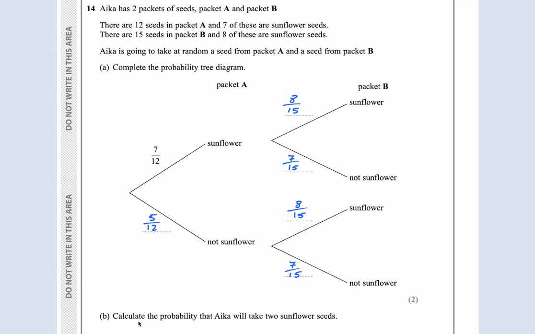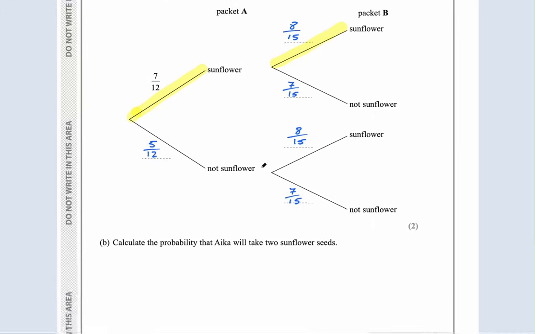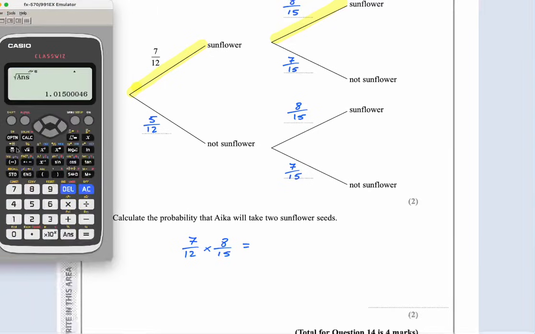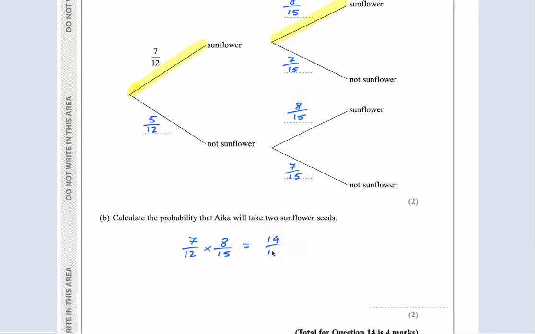Okay, part B, calculate the probability she takes 2 sunflower seeds. So I like to just get out my highlighter, guys, and go sunflower, sunflower. So it's just this times this. 7/12 times 8/15, which is equal to, calculator please, 7/12 times 8/15 is 14/45. Okay, guys, that was actually a nice, easy question. 14 out of 45.